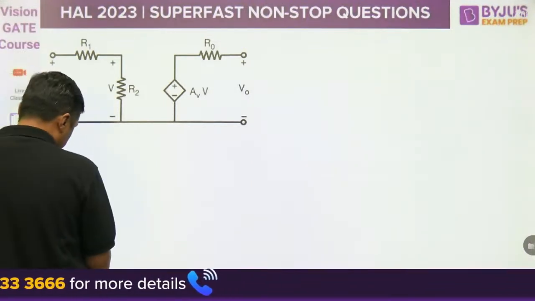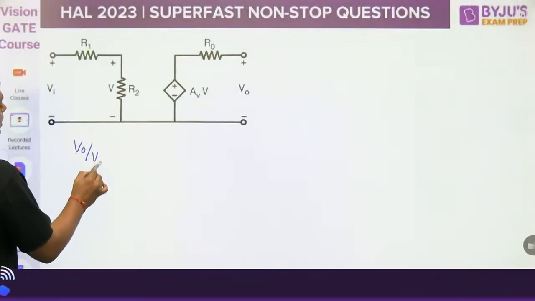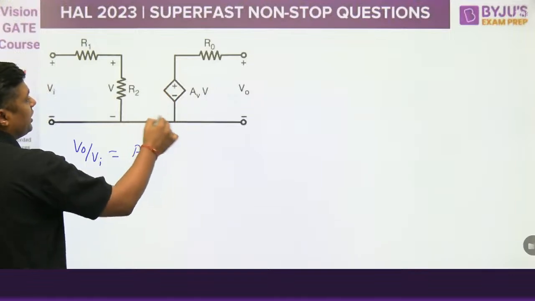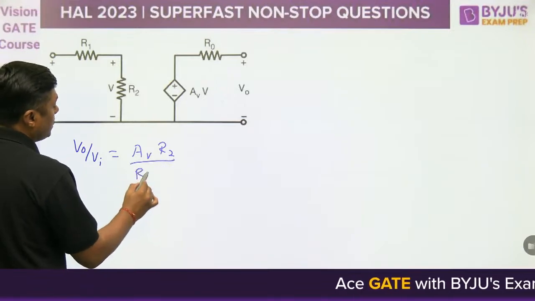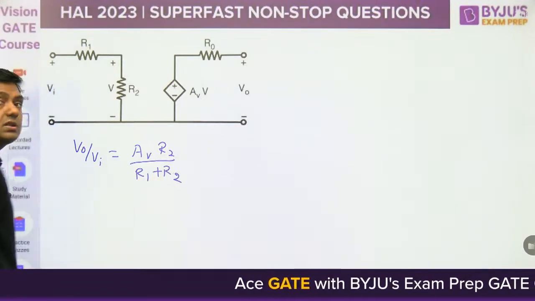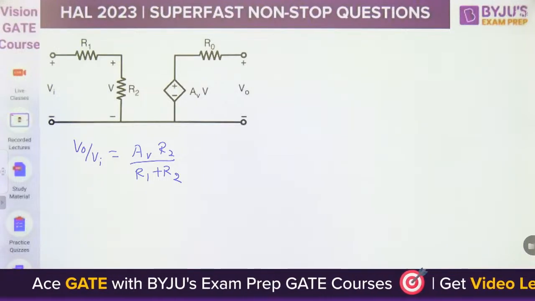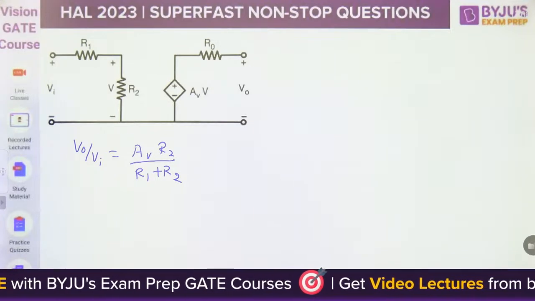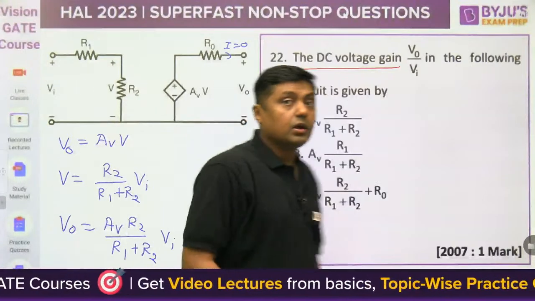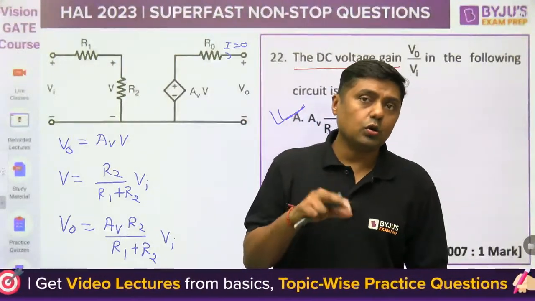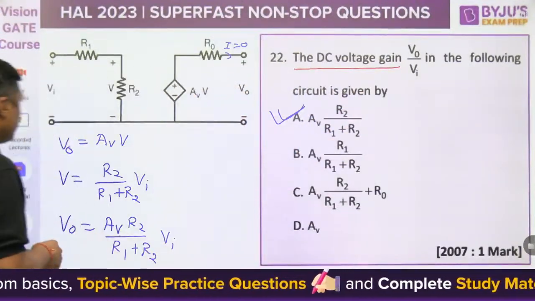So what is the answer for this question? V naught by Vi is given by AV into R2 upon R1 plus R2, with 0 degree phase shift because it is plus, not minus. This is the answer. So which answer is correct? A number of students have given it right. Rahul, Bhanu Prakash, your answers are correct. Answer is A. Now remember, internal gain is A, but overall gain is AV R2 upon R1 plus R2. Then next question.